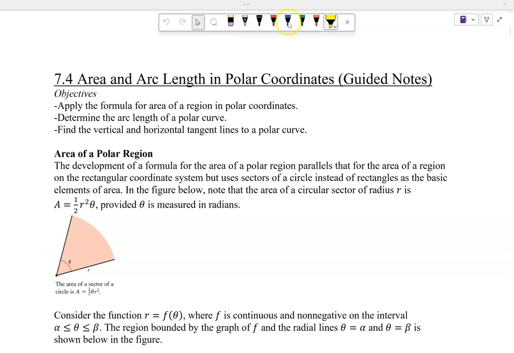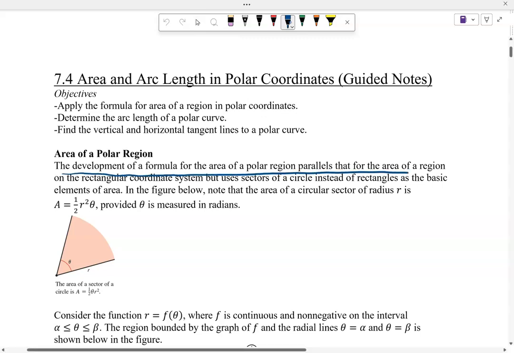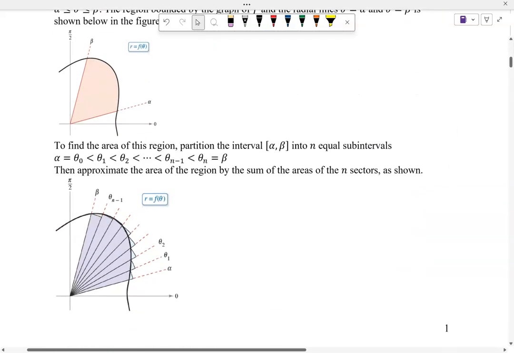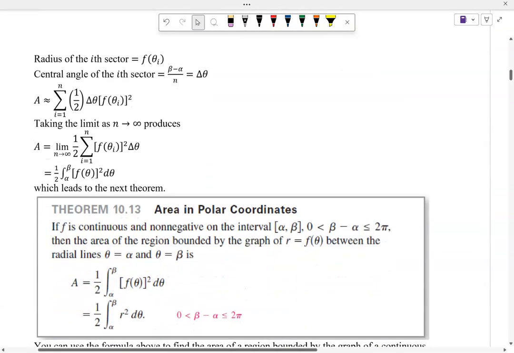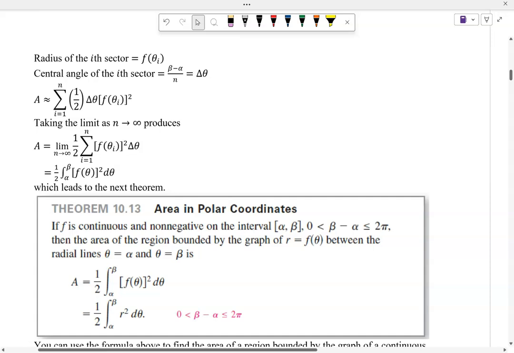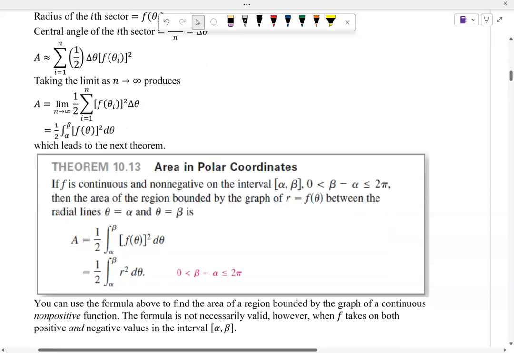Just a little bit of background on area and arc length in polar coordinates. The development for this comes from a sector of a circle. The area of a sector of a circle is 1/2 r squared theta. If you run the iterative process on this, we split it up into all these small segments, and then we run the limit as n goes to infinity. In other words, the number of those sectors goes to infinity, or delta x, the width of those, if you will, goes to zero. Then we're going to end up with our area in polar coordinates formula right here.